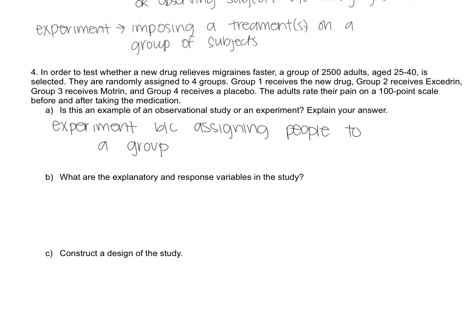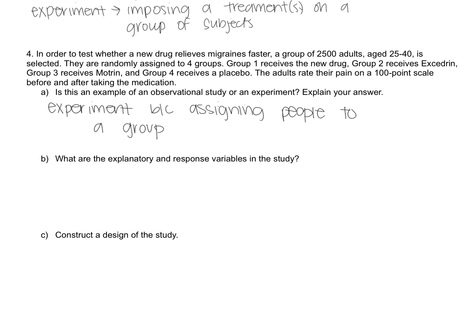The next thing we want to do is to identify the explanatory and response variables. The explanatory variable has to be the thing that you are controlling in the experiment. So in this case, our explanatory variable is the medication. And then the response is going to be the outcome, which is the pain rating.